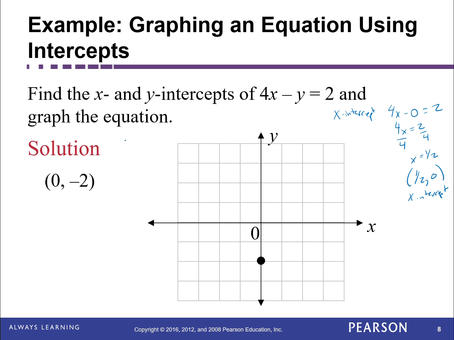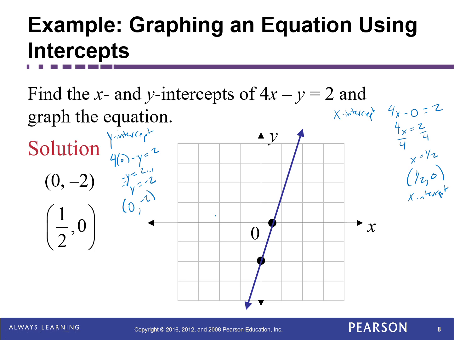Now to find the y-intercept, we need to let the x be 0. So we're looking at 4 times 0 minus y equals 2, which means that minus y equals 2, which means that y equals negative 2. You could divide by negative 1 here on both sides to get that. So our y-intercept here is 0, comma, negative 2.